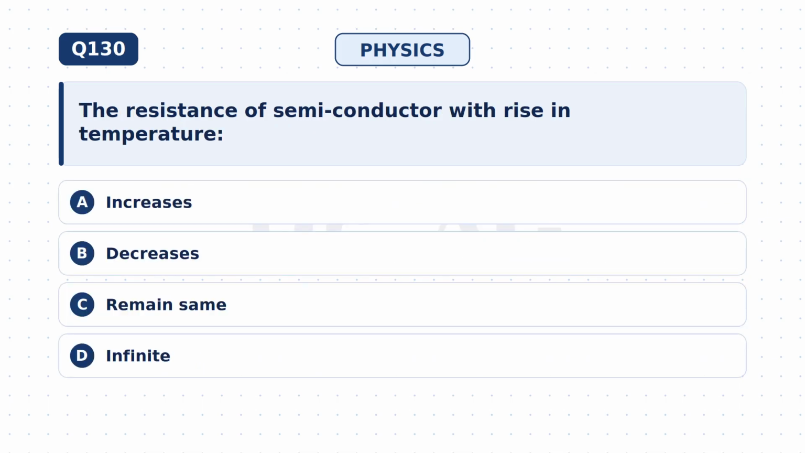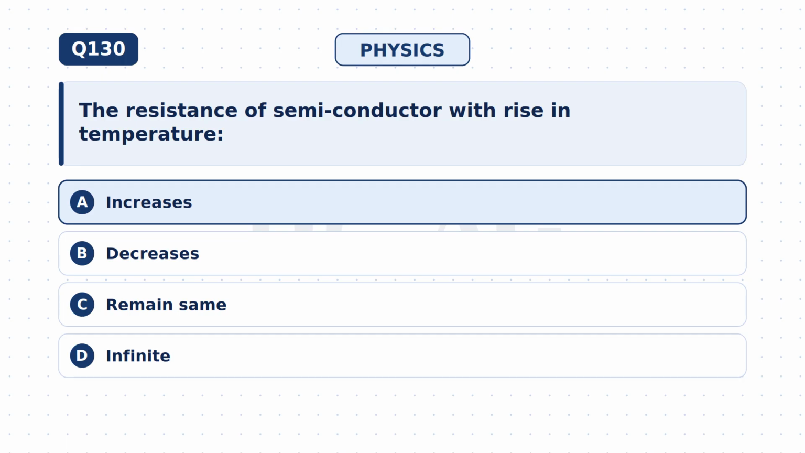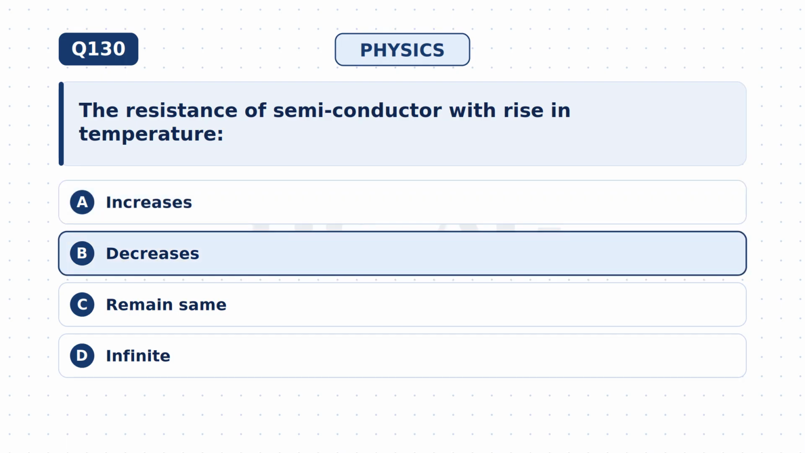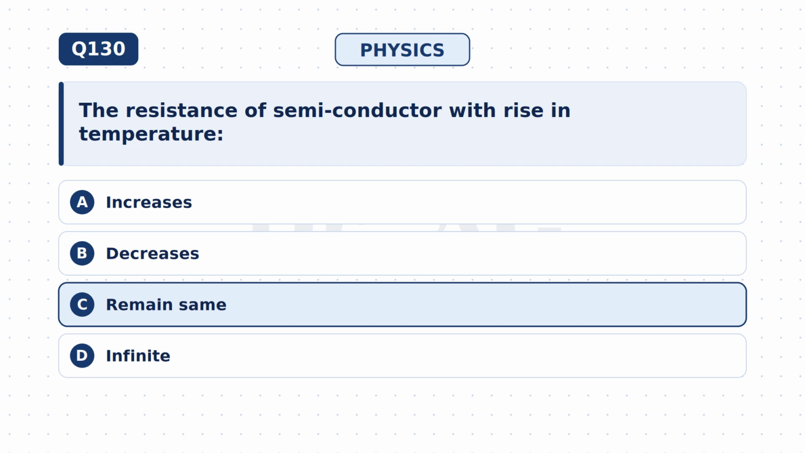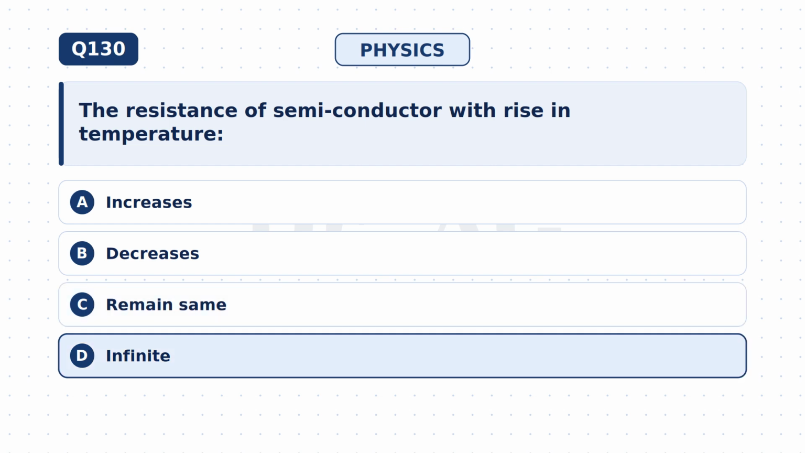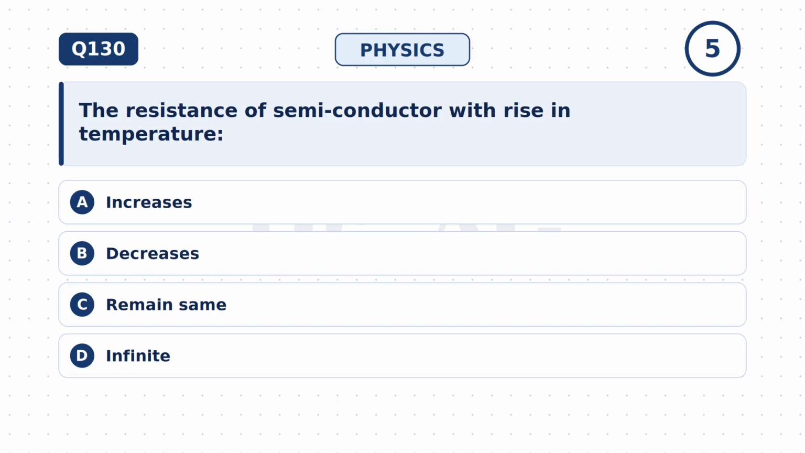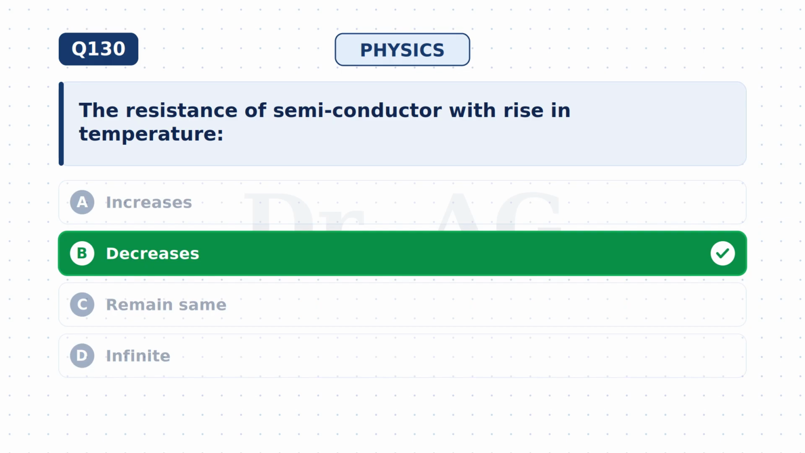The correct answer is C, remains same. Question 130. The resistance of semiconductor with rise in temperature. Option A, increases. Option B, decreases. Option C, remain same. Option D, infinite.